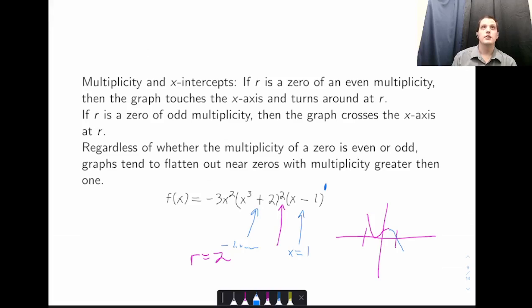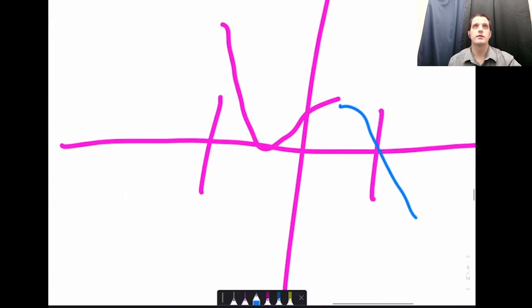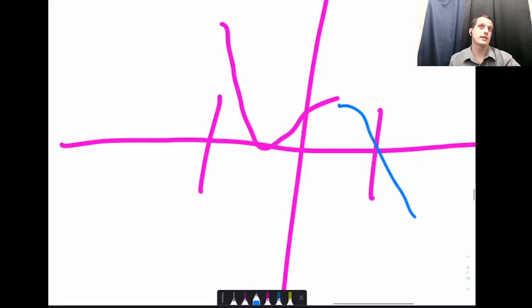Okay. So regardless of whether the multiplicity of a 0 is even or odd, graphs tend to flatten out near the zeros with multiplicity greater than 1. So what they're trying to say here is that if I were to look at this 0, that pink one I have right there, it kind of flattens out near the 0, and it turns around because it has a multiplicity greater than 1. The blue one, which actually had a multiplicity of 1, goes right through. It doesn't flatten out at all.